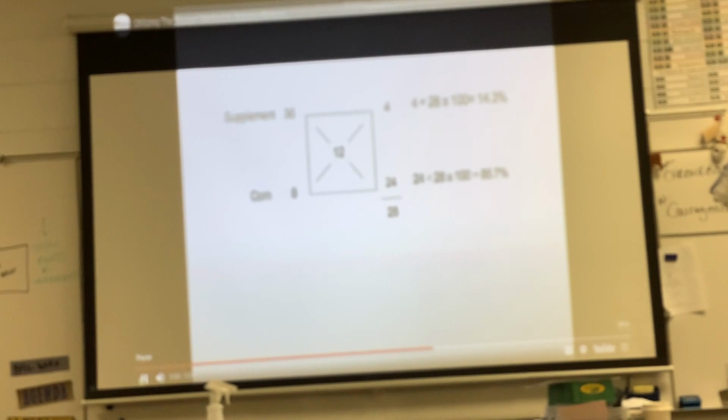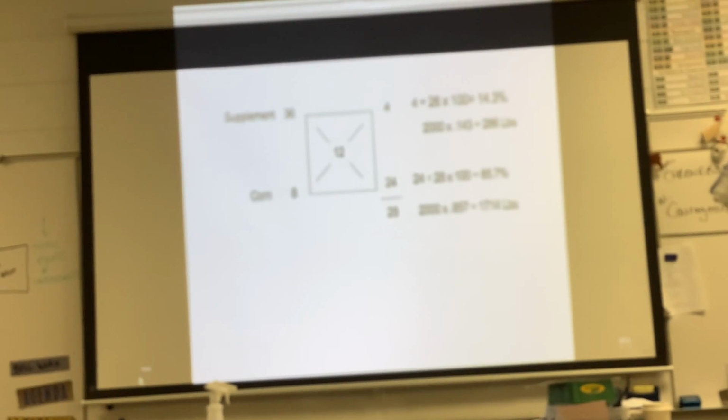If we want to get this on a ton basis, we will simply multiply these percentages by 2,000 pounds, and this will give us 2,000 times 14.3, or 286 pounds of supplement. And if we multiply the percent corn in the ration, which is 85.7 times 2,000, that will give us 1,714. So we know then that this is what it will take to give us a ton mix that is going to be 12% protein.